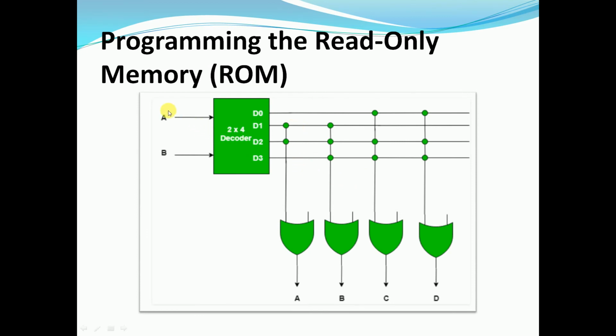Here A and B represent the input lines and 2 cross 4 is our decoder. D0, D1, D2 and D3 are our outputs. As we earlier discussed, for A we have 2 ones and it is for D1 and D2. For B we have 3 ones and it is for D1, D2, D3. For C we have 3 ones, that is for D0, D1, D3. And at last for D we have 3 ones, that is for D0, D2 and D3.